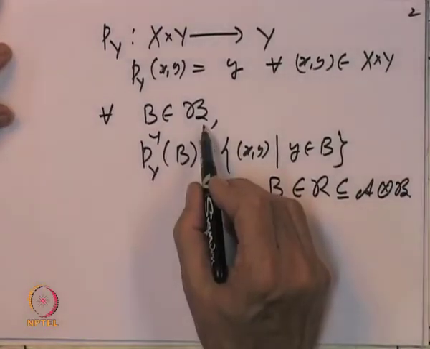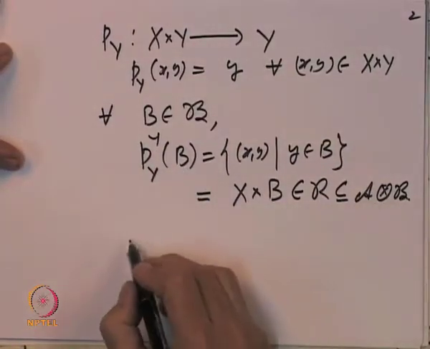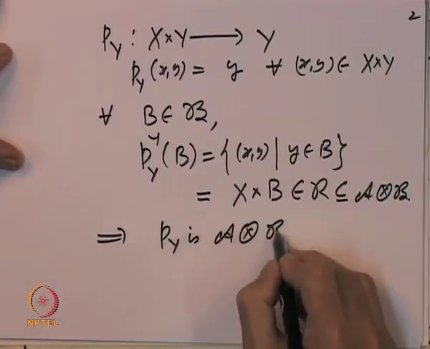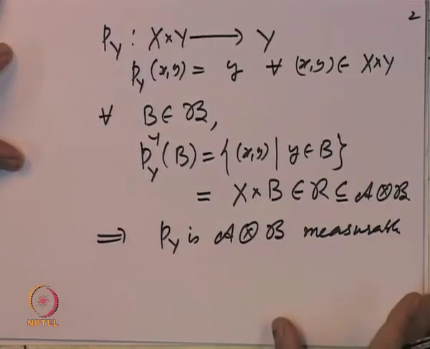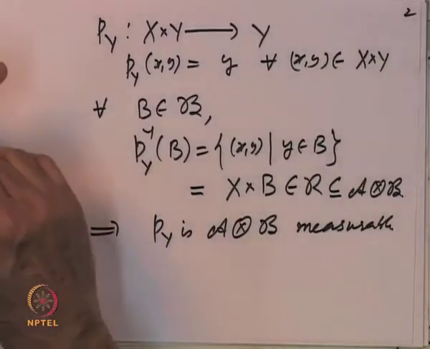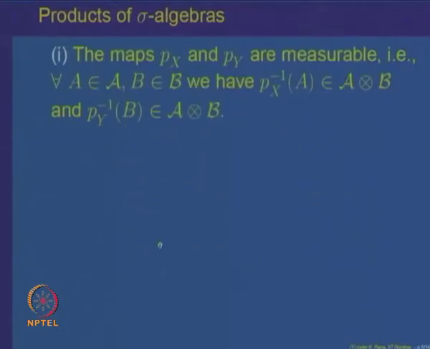So, for every set in the sigma algebra B, P y inverse of B is in the product sigma algebra A times B. That implies that P y is A times B measurable. So this is a measurable map. What we are saying is that the product sigma algebra A cross B is a sigma algebra on the product space x cross y, which makes both the projection maps P x and P y measurable. That is the property we have just now proved.